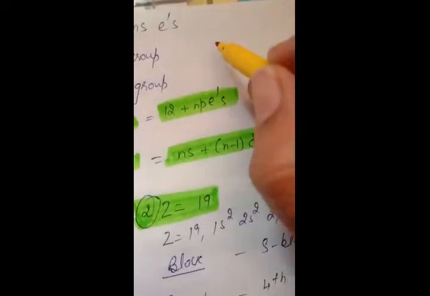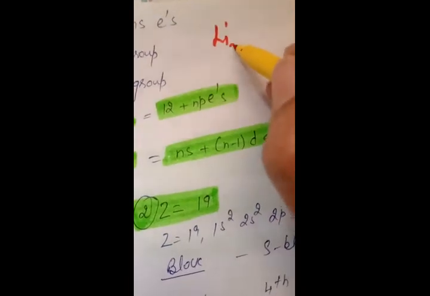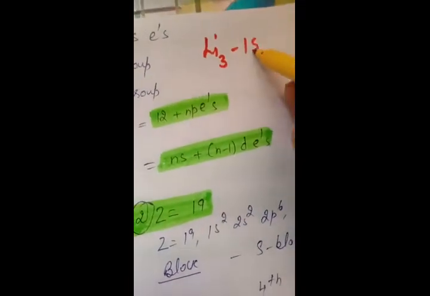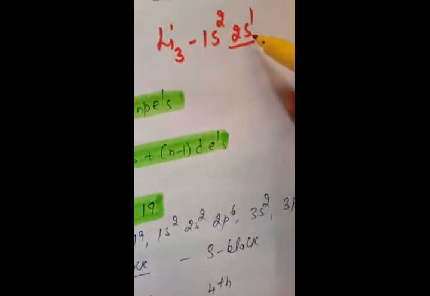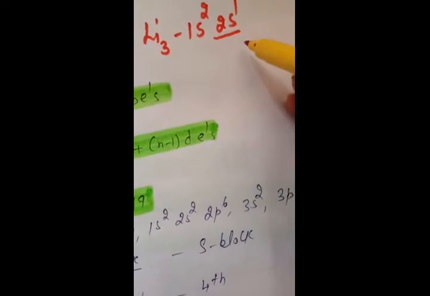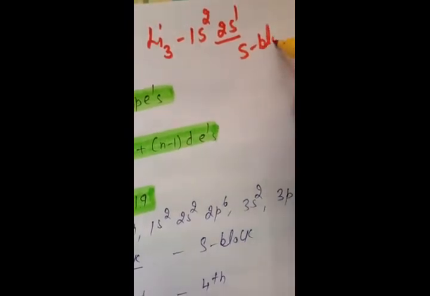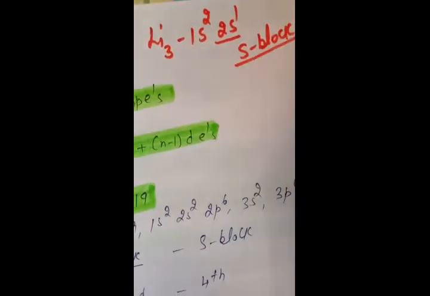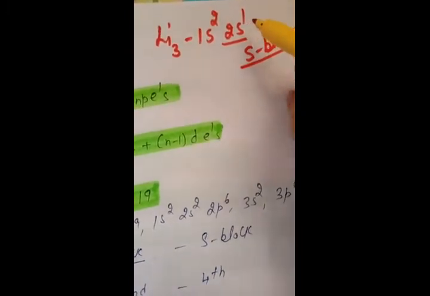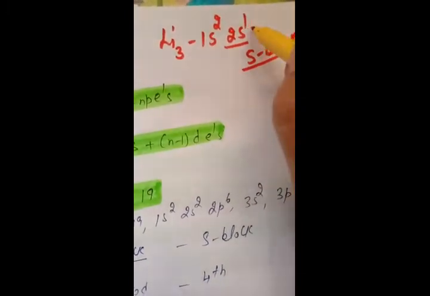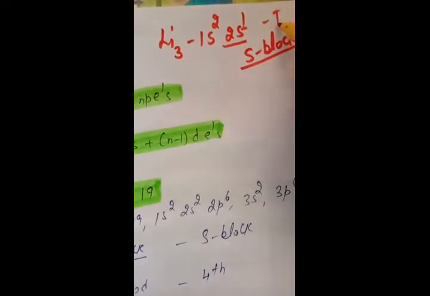For example, if it's lithium, atomic number is 3, so the configuration is 1s2 2s1. So which block is there? Because the last electron enters into the s block, it means it is an s block element. Now it's confirmed that it is an s block element. Now we'll see in the s block how many electrons are present. It has 1 electron, so it means it's a first group element.